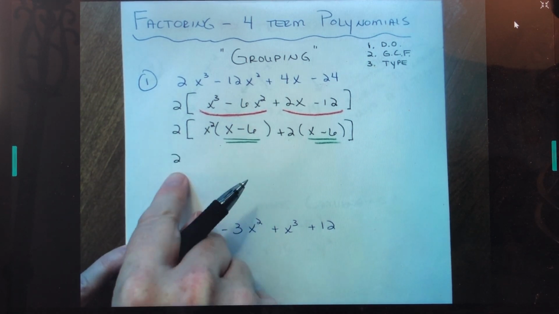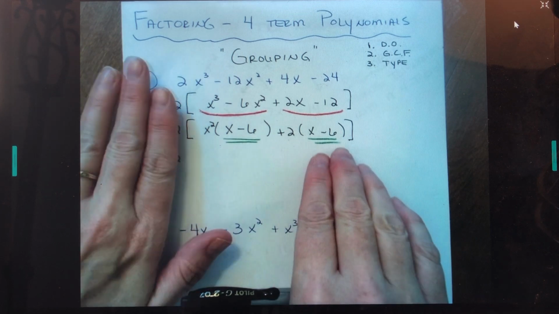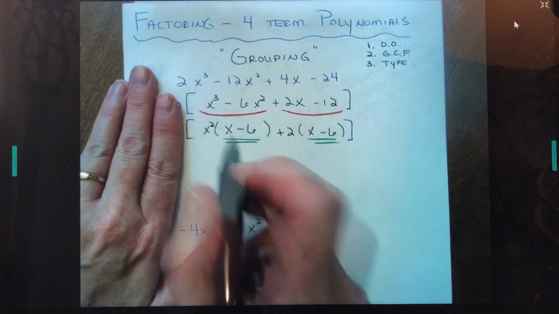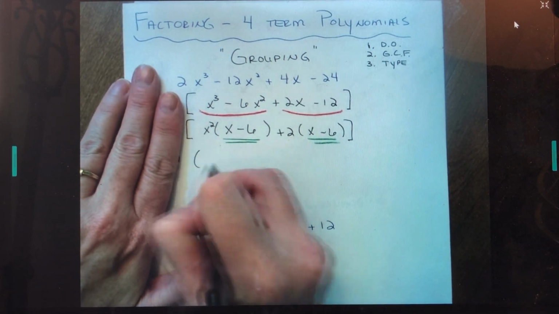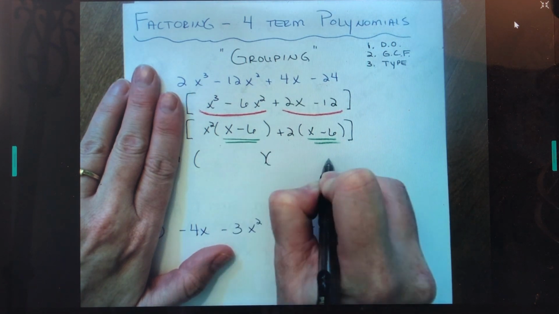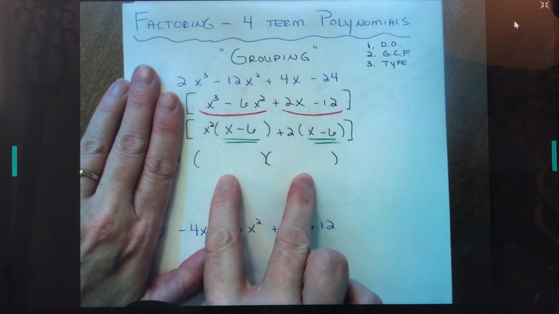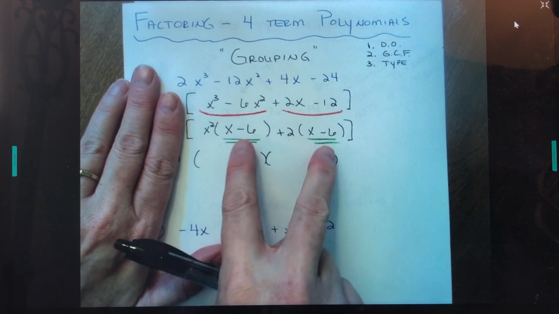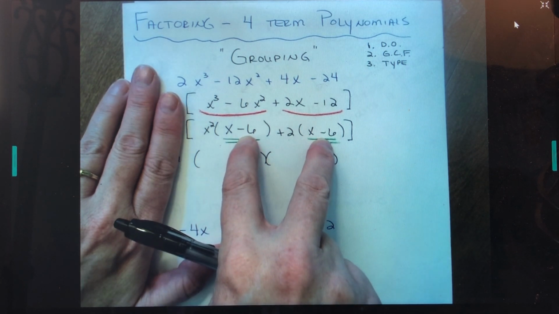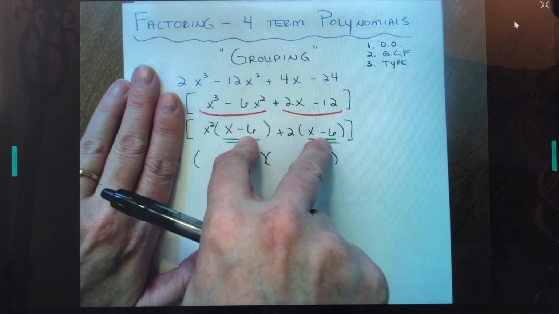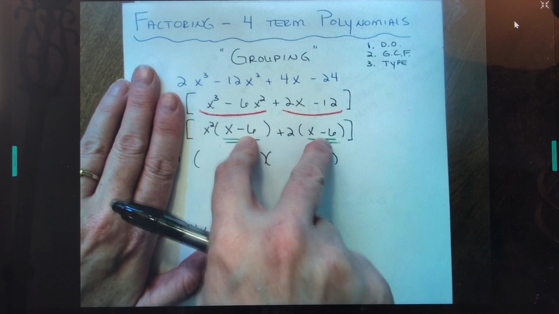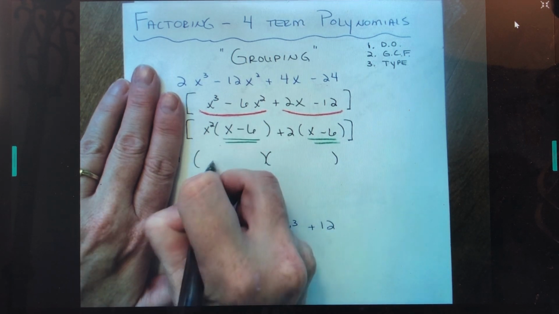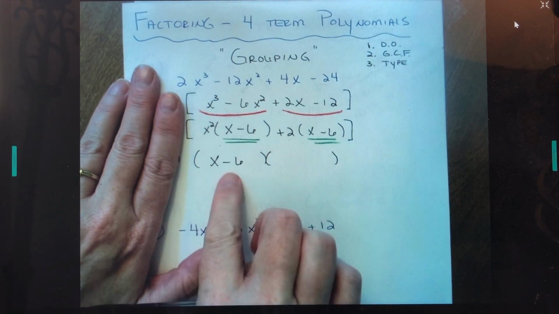This 2 is still there as a part of that GCF. This polynomial, we're going to write it as the product of 2 binomials, okay? What I'm going to put in that first space is this term that's in parentheses that matched. So I'm going to put that x minus 6 right there.